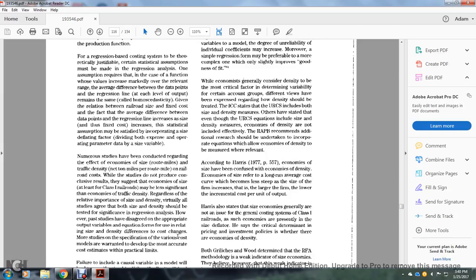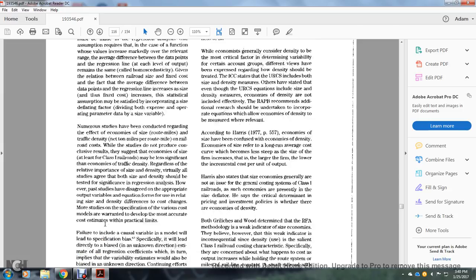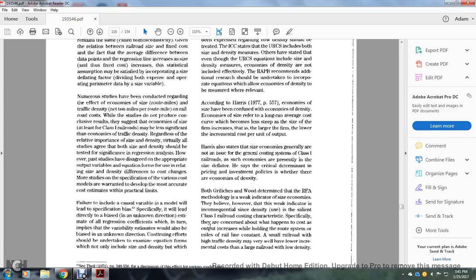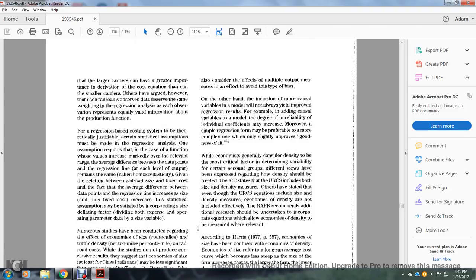More study and specification of various cost models is warranted to develop the most accurate cost estimate within practical limits. Failure to include a causal variable in the model leads to specification bias. Specifically, it will lead to estimates of the regression coefficients that are biased in an unknown direction, and it turns out that the variability estimates will also be biased in an unknown direction. A continuing effort should be undertaken to examine equation forms which not only include size and density, but also incorporate multiple output measures, in an effort to avoid this type of bias.